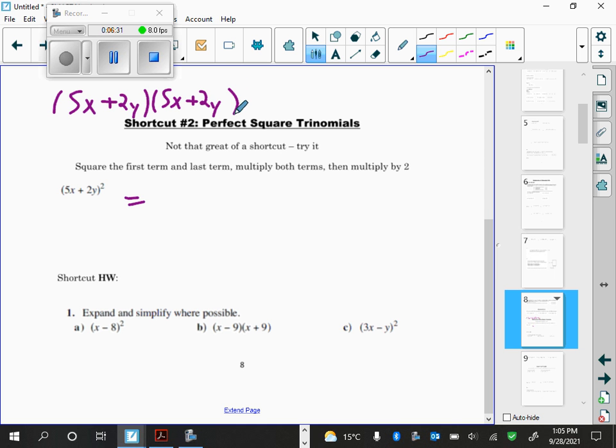The shortcut uses the knowledge that your O and your I arrows are going to be exactly the same term. This one's going to be 10xy, and this one's going to be 10xy. So the shortcut is simply square that and square that term. Now, this is what I usually see as a common mistake.